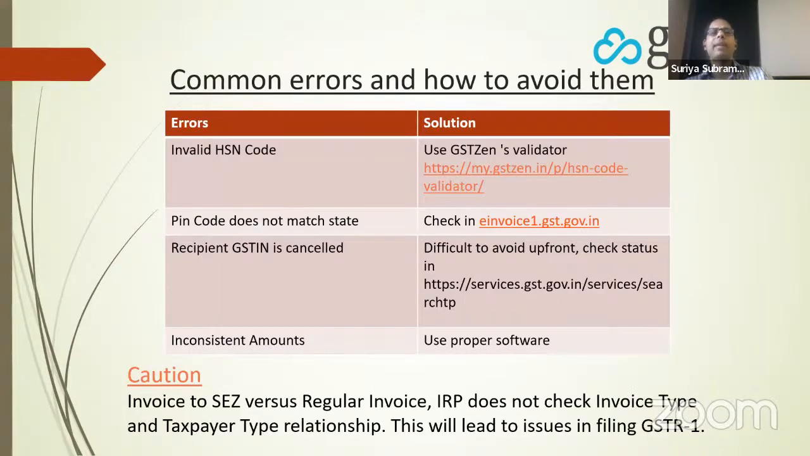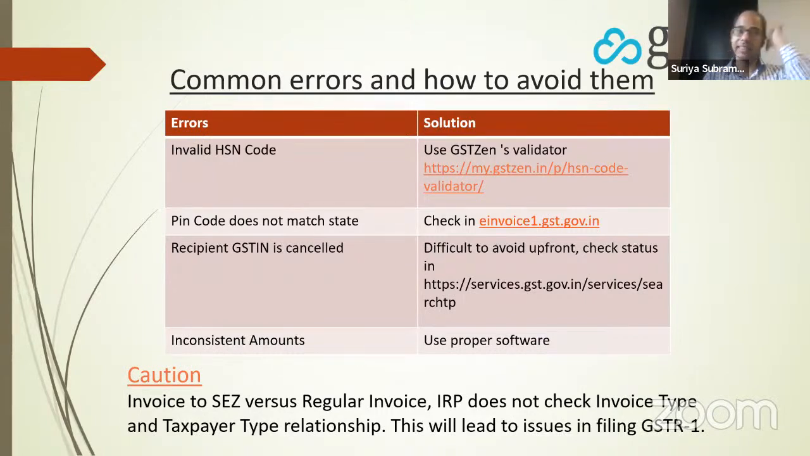So these are some common errors that you have seen users face. HSN code is wrong: please use a proper validator. PIN code does not match state code: the government has given the master list of PIN codes. These are issues people face in their early days of e-invoicing, but after some days they get used to it. They have proper master data and don't face these issues.